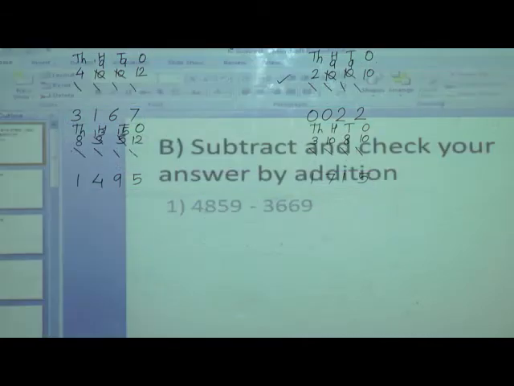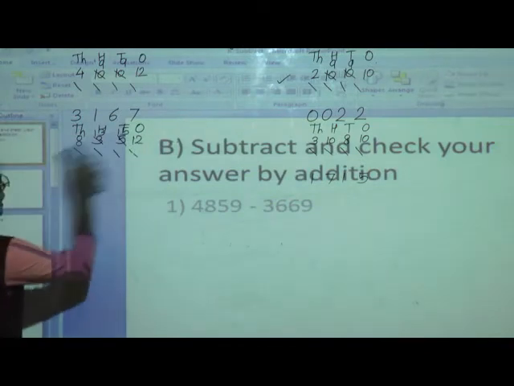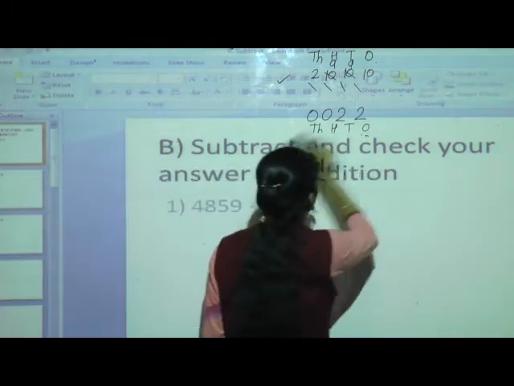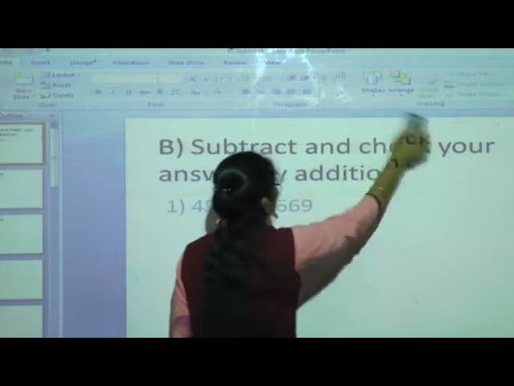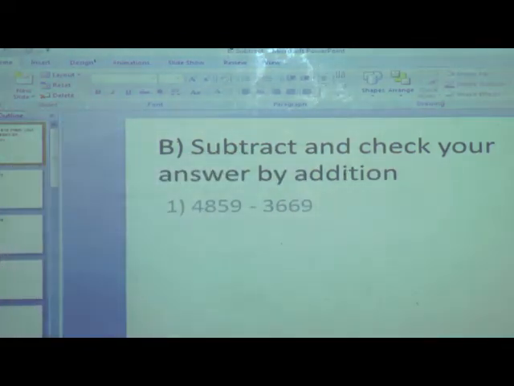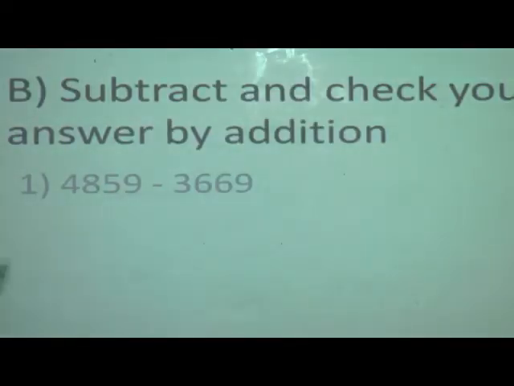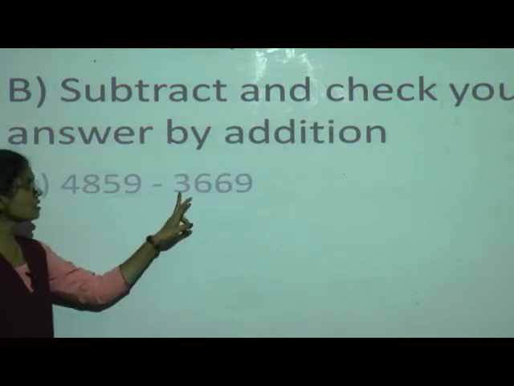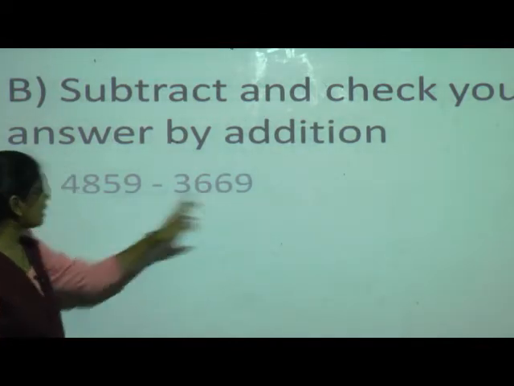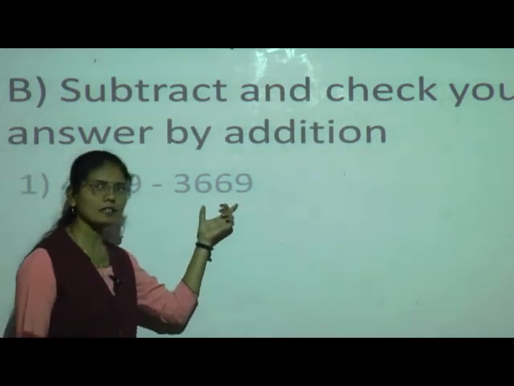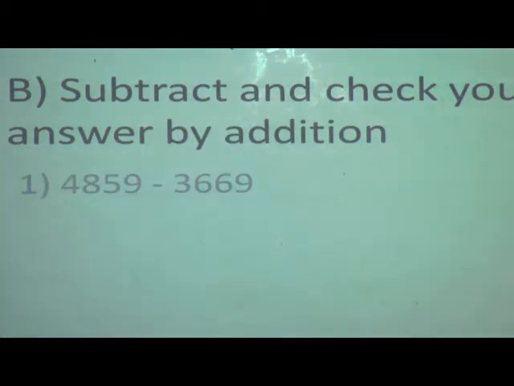Now see the first sum. What is the question? The question is subtract and check your answer by addition. First of all we will do the subtraction. See, the first number is 4859 and the second number is 3669. 4859 minus 3669. So first of all draw the place value chart.